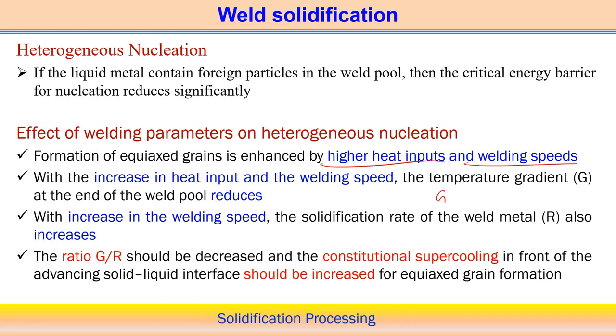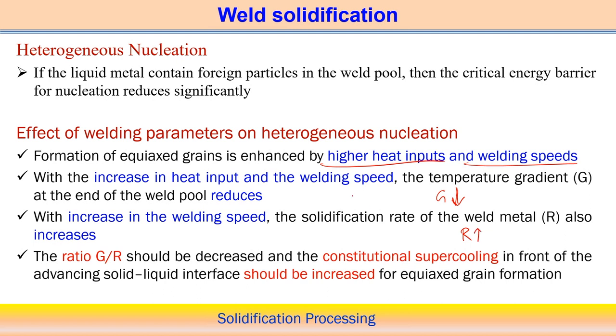So, high heat input and high welding speed actually reduce the temperature gradient G, which we know is one of the solidification parameters. This is the solidification mode. Therefore, G reduces in this particular situation. At the same time, when the welding speed increases, the solidification rate also increases. If the welding speed is very high, to keep pace with the welding speed the solidification front moves faster, so R also increases.